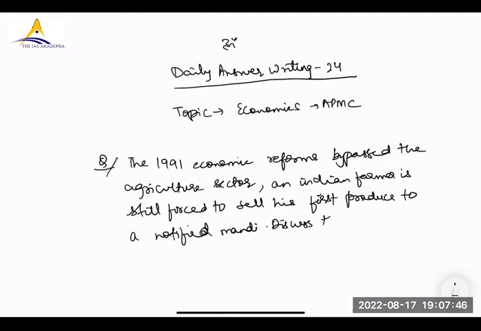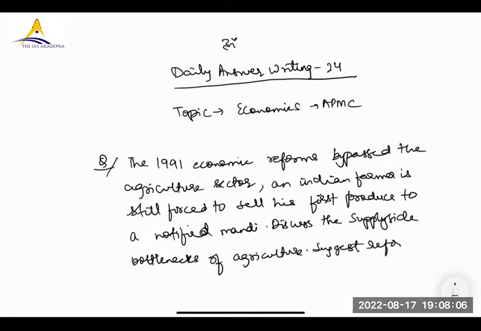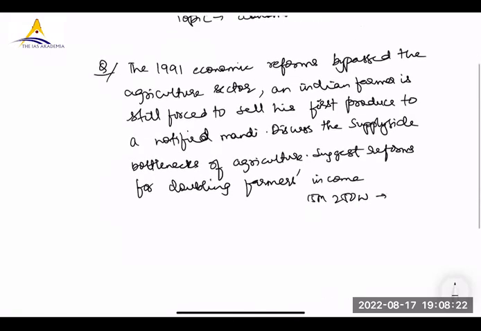Discuss the supply side bottlenecks of agriculture. Suggest reforms for doubling farmers' income. 15 marks, 250 words. Time is 12 minutes plus 2 minutes for submission. You have to mail the answer.